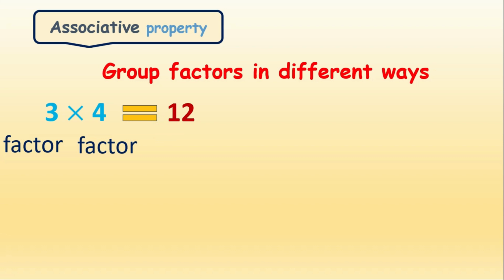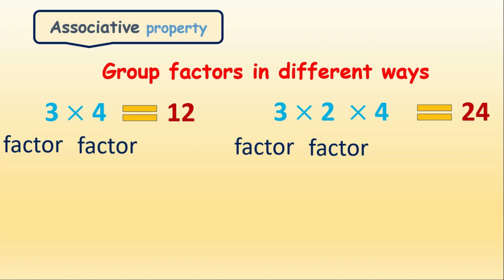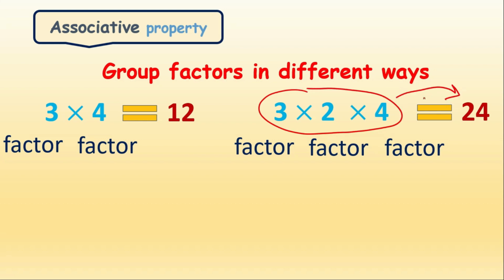Okay? Another example, 3 times 2 times 4 equals what? Equals 24. Let's solve. 3 times 2 equals 6. 6 times 4 equals 24. Okay? And now you know that 3 is a factor, 2 is a factor, and 4 is a factor. Got it? So multiplying 3 factors gets the product.